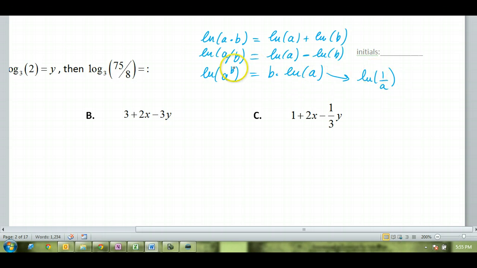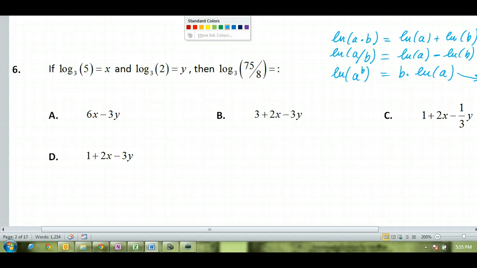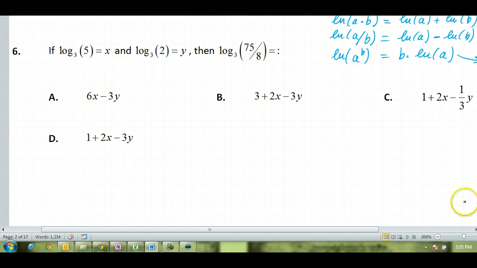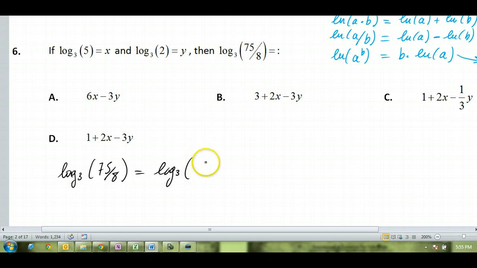And so a -1 goes out. So it's negative ln of a. Okay? All right. So let's see what's going on here. Log base 3 of 75 over 8. Well, I have no choice there. I have to write that as log base 3 of 75.